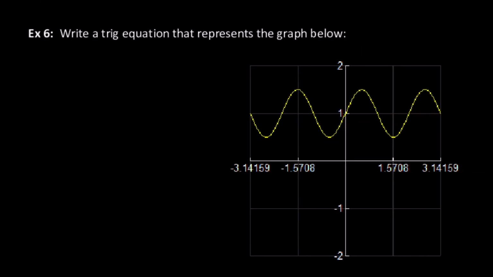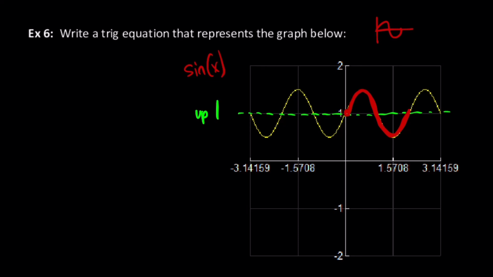Write a trig equation that represents the graph below. Again, let's identify that midline. Here's the midline. Look at your scale. I went up 1. So this is up 1. I like to start at the y-axis and highlight 1 cycle. So look at that shape. That shape you should recognize is hill-valley, which is sine. So I'm going to create a sine equation.